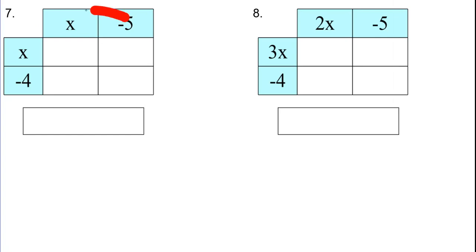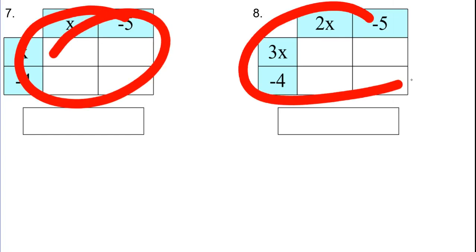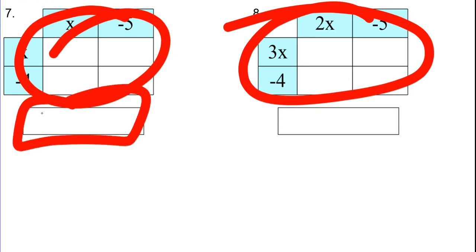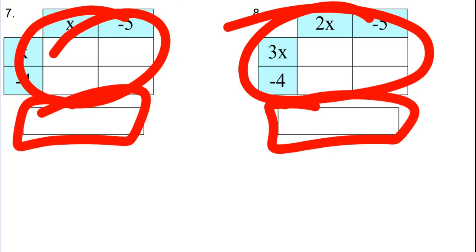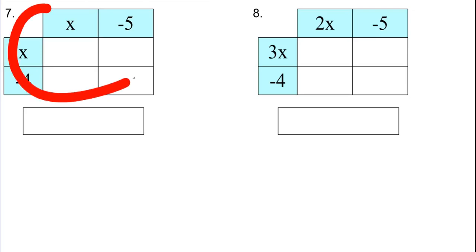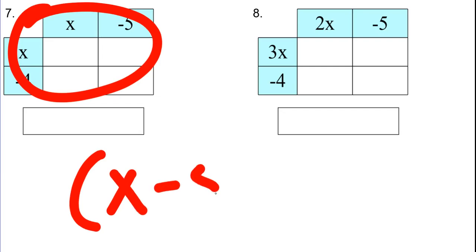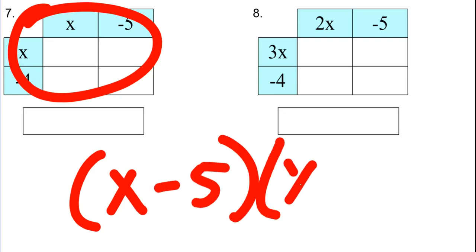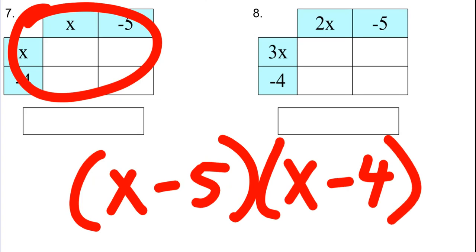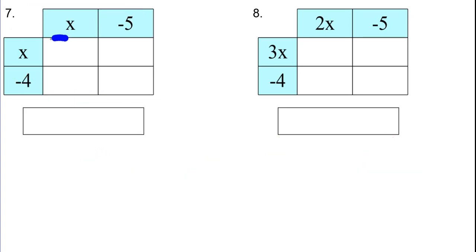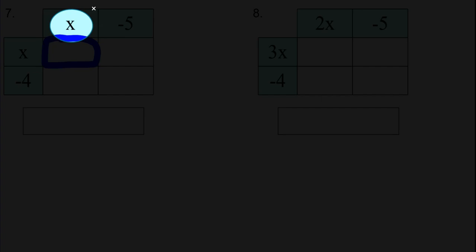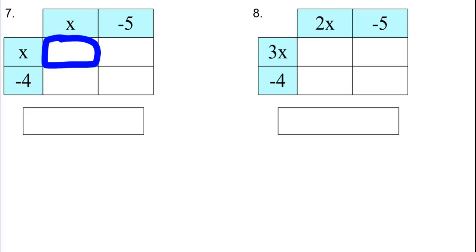We are multiplying binomials by filling out tables and then writing the simplified results. So in this problem right here, we want to think of it as x minus 5 times x minus 4. It is just already in the table. To get this value in the table, we multiply what is above it by what is beside it, and x times x is x squared.